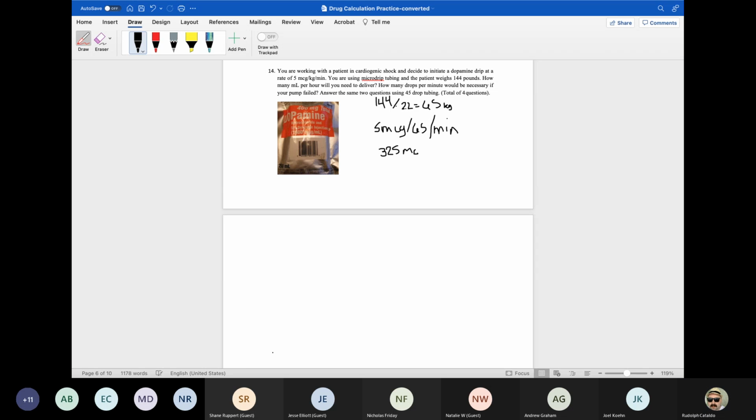micrograms per minute. Okay. Still with me? Mm-hmm. Okay. So our medication is supplied 400 milligrams, and I'm guessing that's a 250 ml bag.